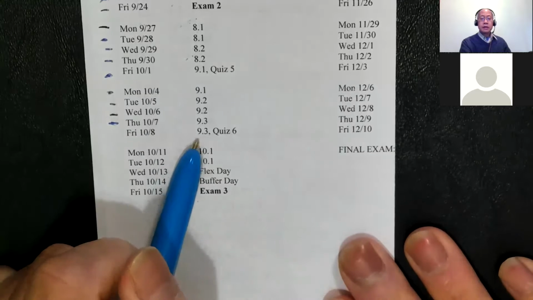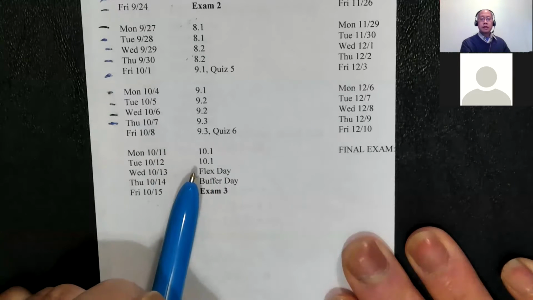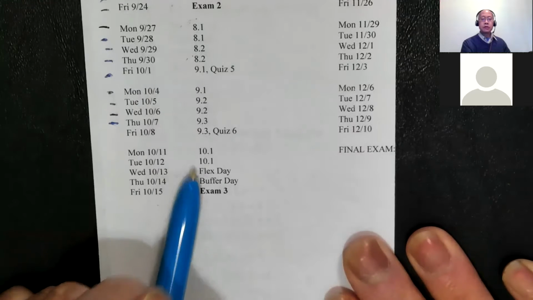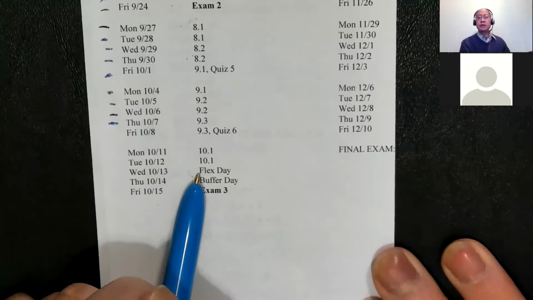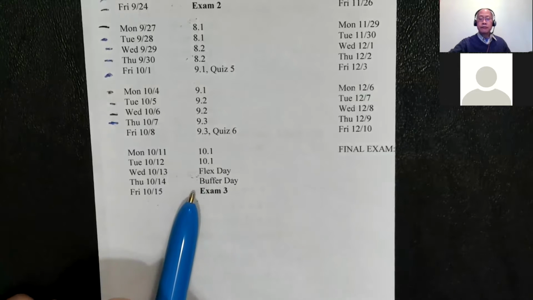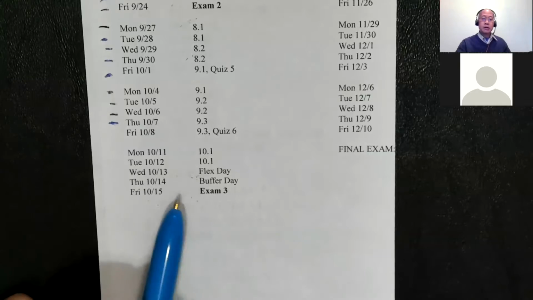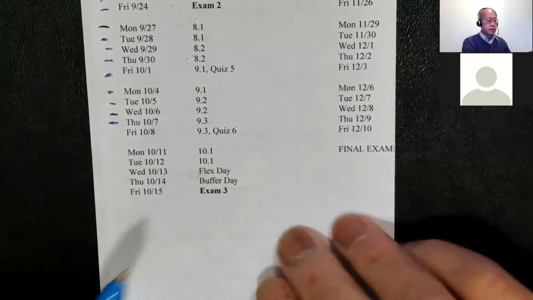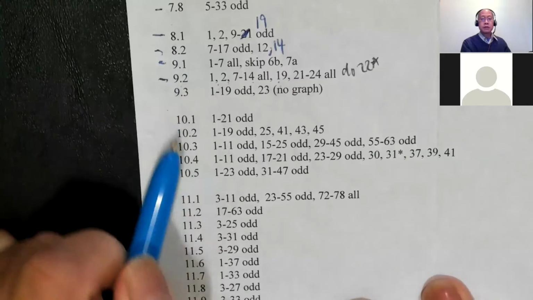and then I should be done with the chapter. But I will get started in 10.1 next week, Monday and Tuesday. A heads up again, Wednesday, the 13th is a flex day, CSM flex day. There are no classes. And then Thursday, I'll review. If you have any questions, bring it up for review. And then Friday, the 15th will be exam 3, which will cover this stuff right here, okay?